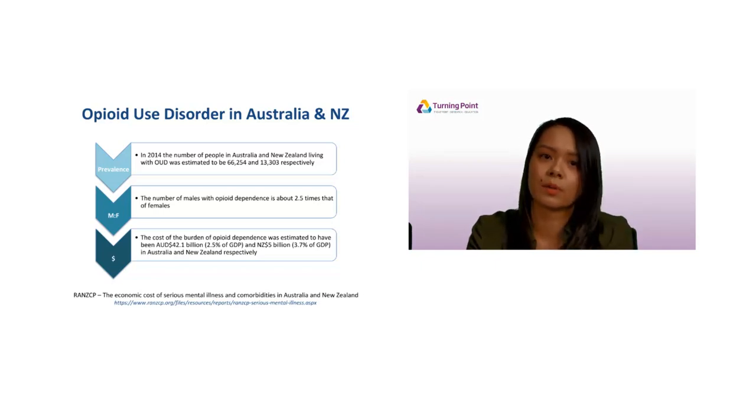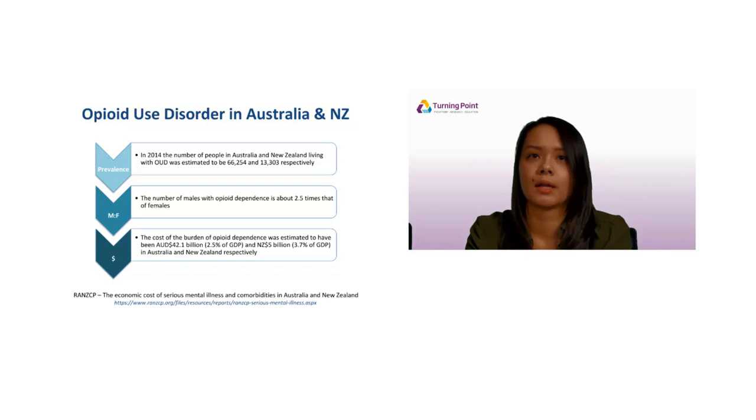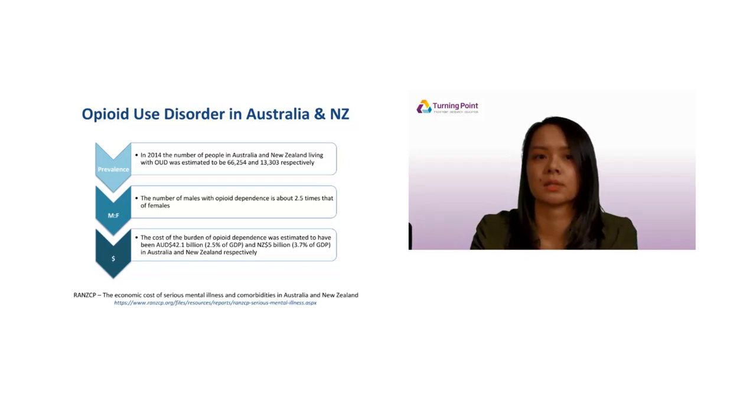And the cost of the burden of opioid dependence is quite significant as well. So in Australia it was 42 billion or 2.5% of GDP, and in New Zealand, our neighbours across the ditch, were spending 5 billion. And this is data from the Royal Australian and New Zealand College of Psychiatrists study.